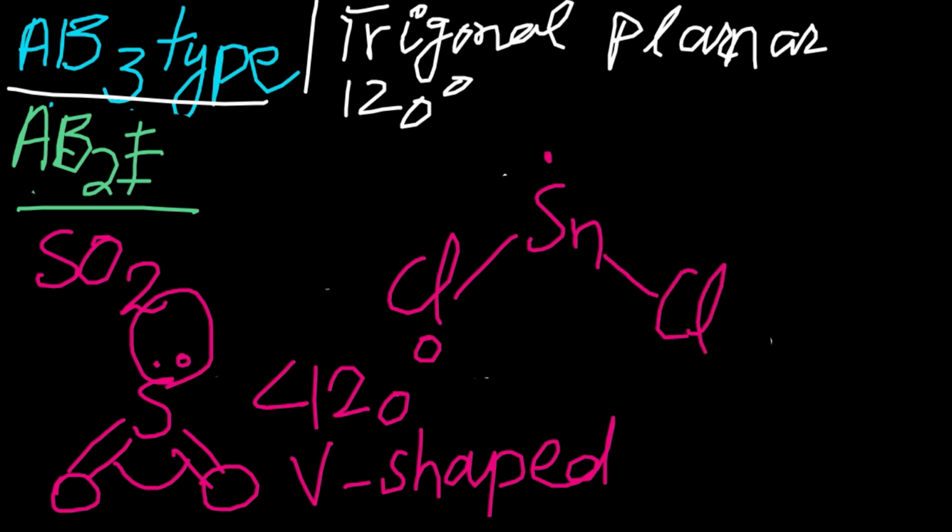SnCl2, where Sn has 1 lone pair. The bond angle is less than 120 degrees and its geometry is V-shaped or angular. Now let's talk about AB4 type molecules. In AB4 type molecules, the central atom is surrounded by 4 electron pairs, and all of these are bond pairs.